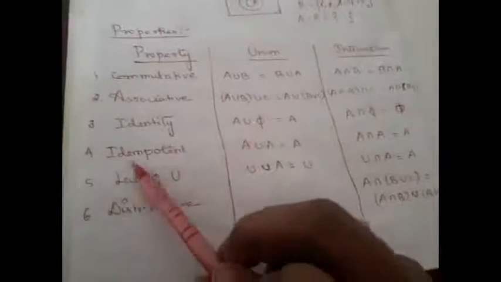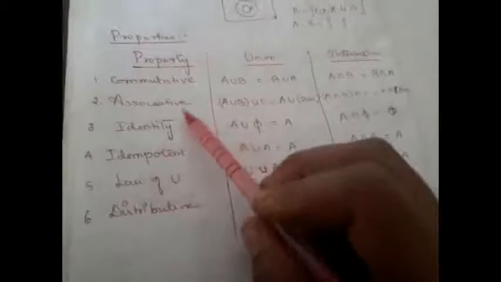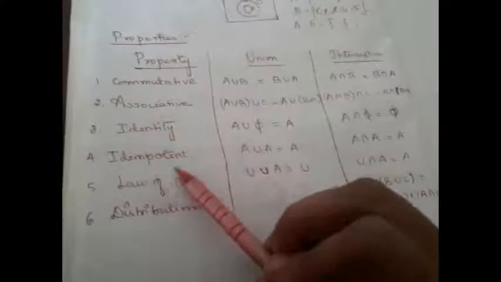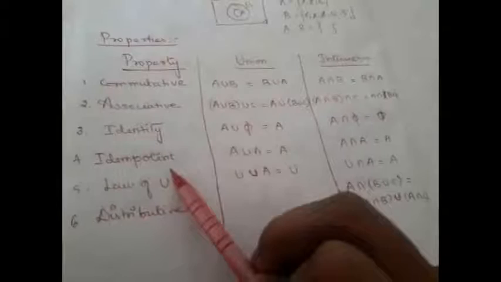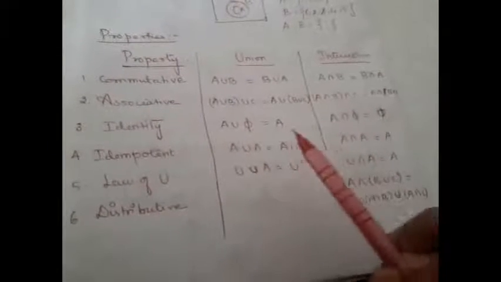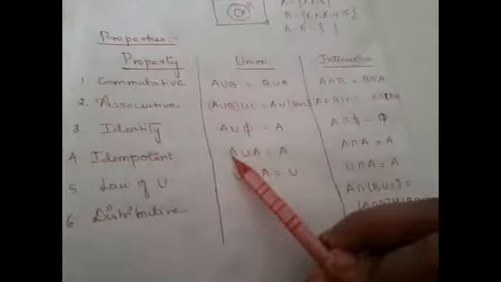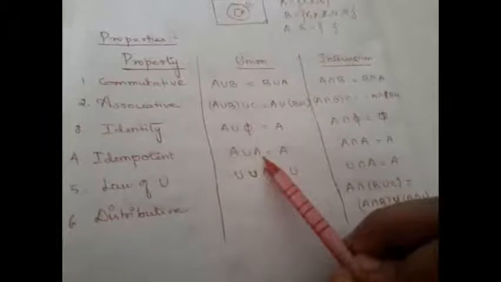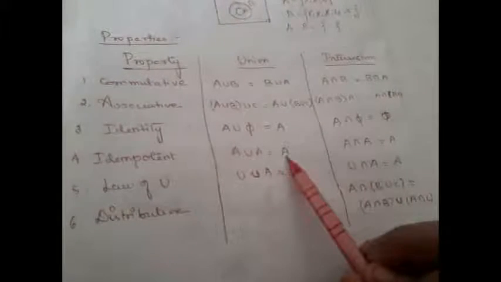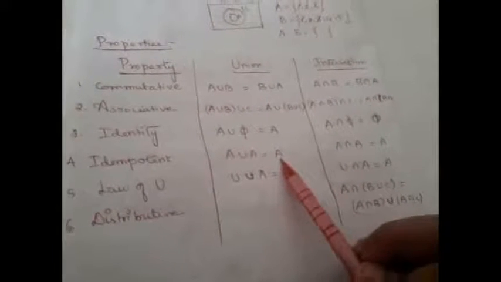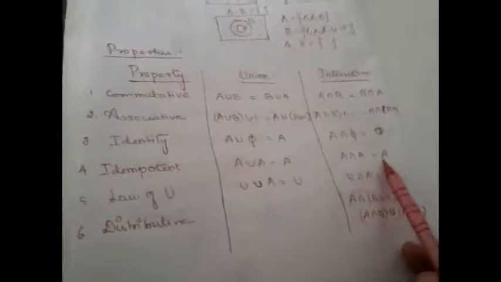Then idempotent, this is new to you, right? So in the previous classes we have learned commutative, associative, identity and all, but idempotent is new to you. Idempotent means the operation which is done on the same set to itself. For example, see A union A. If you find the union for the same set, what answer you will get? Same set as your answer. Intersection also the same way. You will get the same set as your answer.